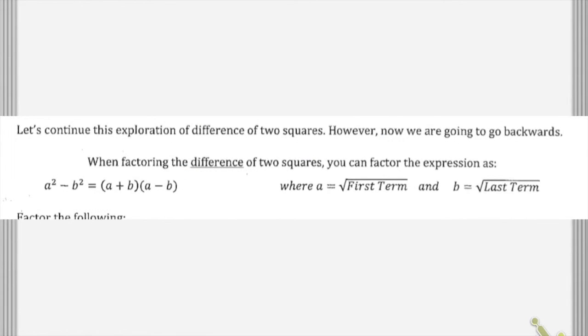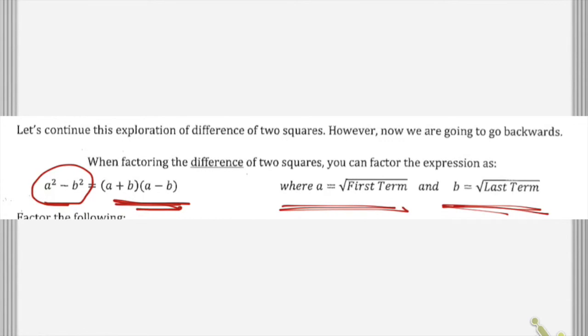So to continue in this study, we're going to explore the difference of two squares. So we're going to take a look at this process backwards, so that when we have our difference of squares, we're going to look at what you get as the factors of those. So A will be equal to the square root of the first term, and B will be equal to the square root of the last term.